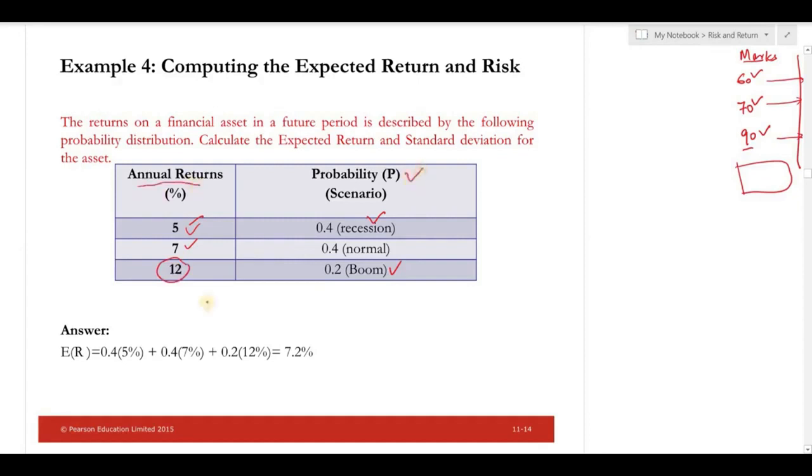So what is the average? For the expected return, we multiply the possible probability with the possible return, and then we get 7.2%. Remember, this is the weighted average. Why? Because we have weights 40%, 40%, and then 20%. We have used these weights.